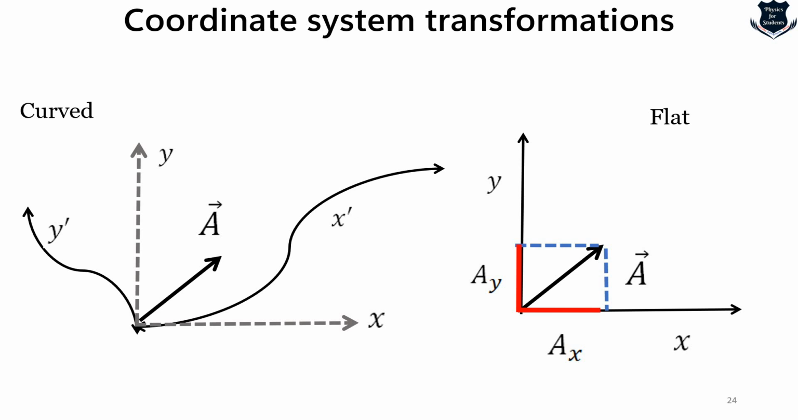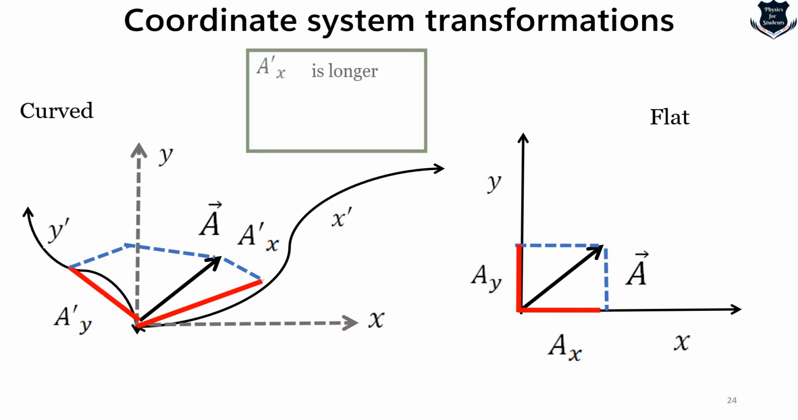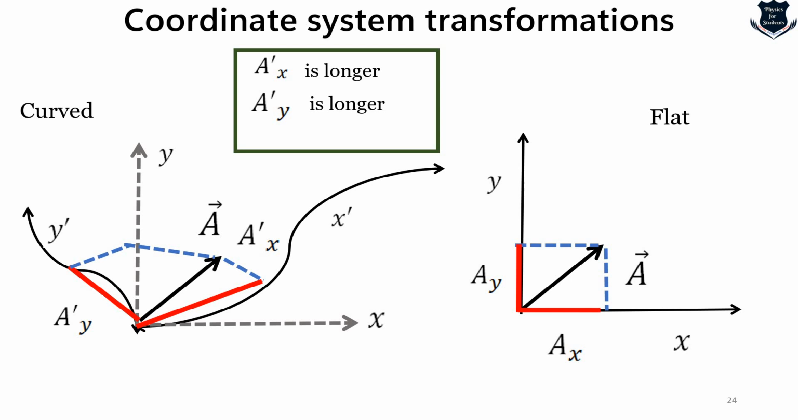Now I will maintain the same vector, and if I change the components of the vector, which are marked by blue dotted lines, you see that now A prime x is much bigger than the original AX, and A prime y is also bigger than the original AY. The components of the vector have changed, but the main vector A, which has now become A prime, has not changed. Nothing has changed, right? In the same way, A prime x is longer, A prime y is longer, but A is invariant from flat space to curved space.